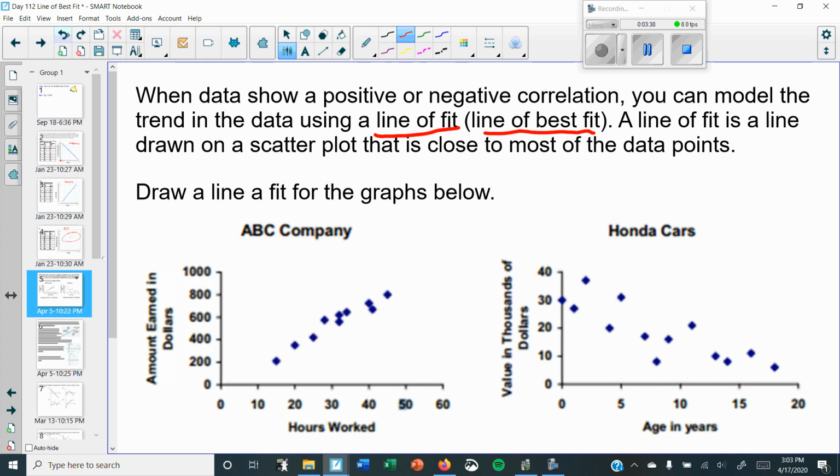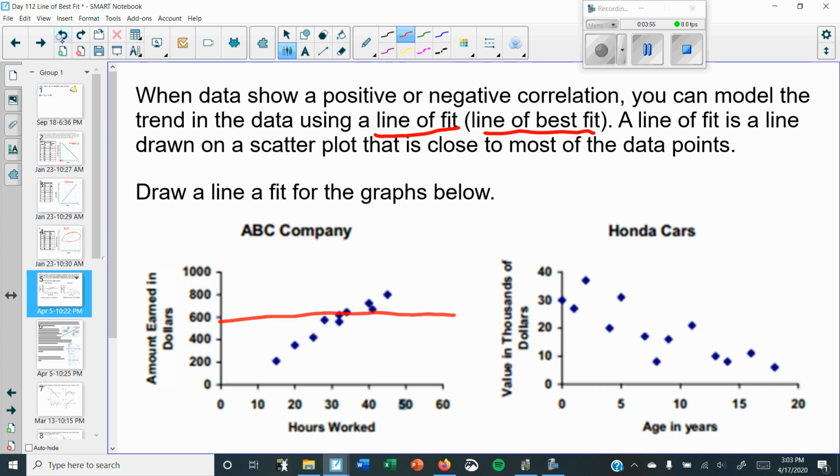But obviously, there's no way to draw one line through all the dots. So what you want to do is draw a line through the majority of the dots, or at least through the middle. Now, you want to have about the same amount of dots above the line as you do below the line. Now, that doesn't mean doing this.